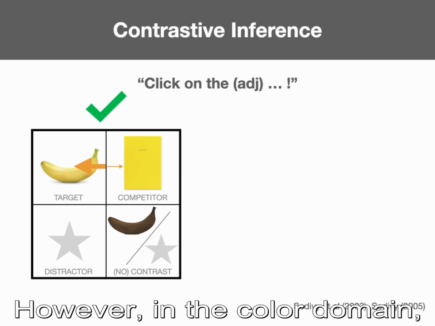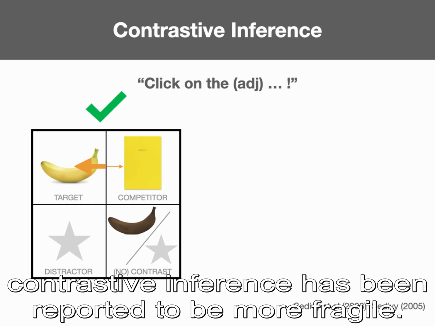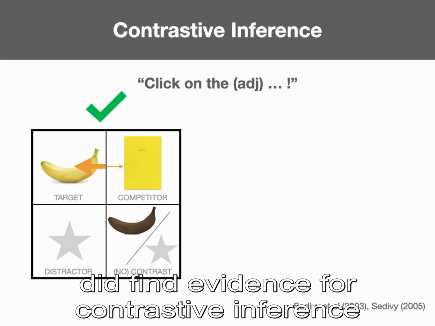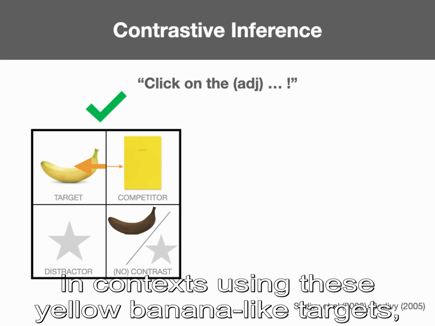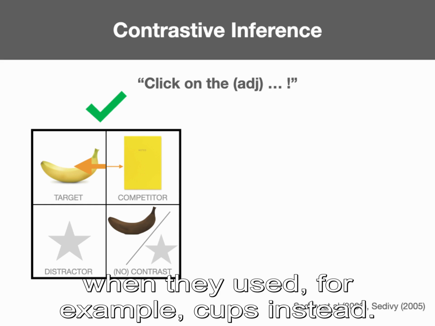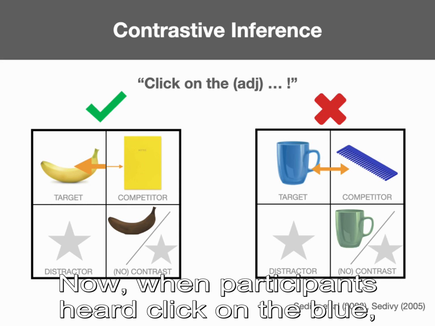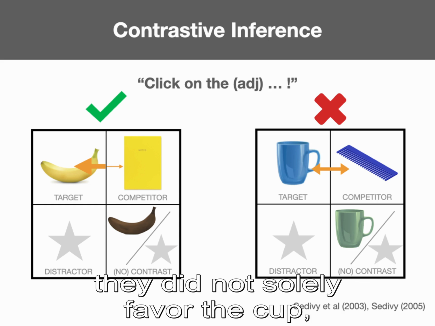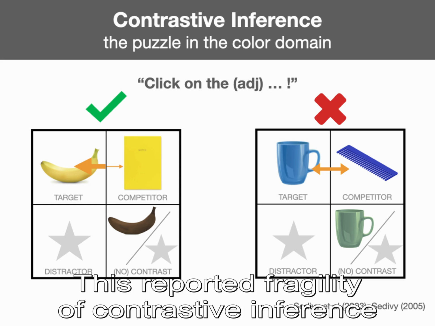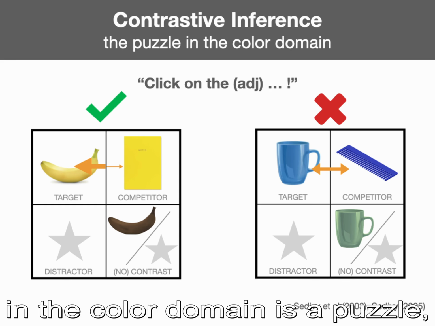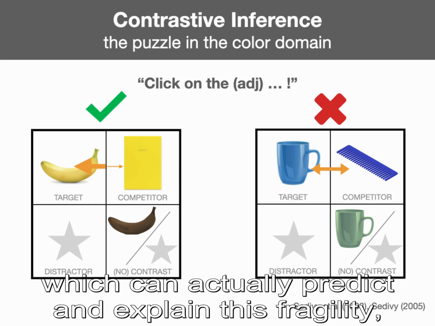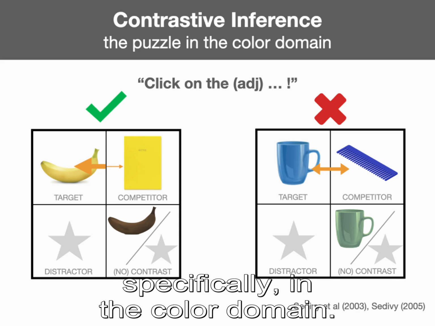However, in the color domain, contrastive inference has been reported to be more fragile. In a series of studies, Zedivi and colleagues did find evidence for contrastive inference in contexts using these yellow banana-like targets, but did not find evidence for contrastive inference when they used, for example, cups instead. Now when participants heard "click on the blue," they did not solely favor the cup, but still also considered the blue comb. This reported fragility of contrastive inference in the color domain is a puzzle, and in this talk we will present a computational model which can actually predict and explain this fragility, specifically in the color domain.